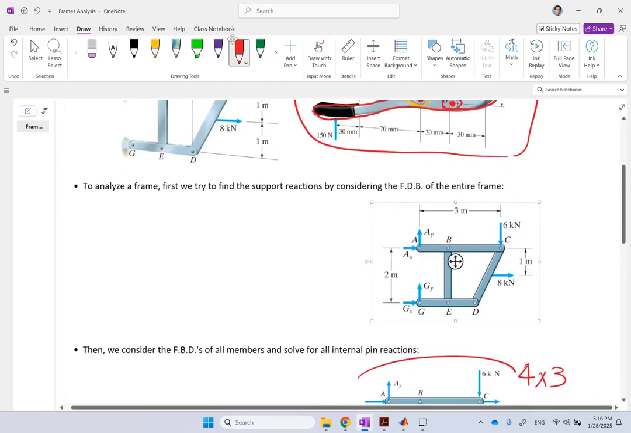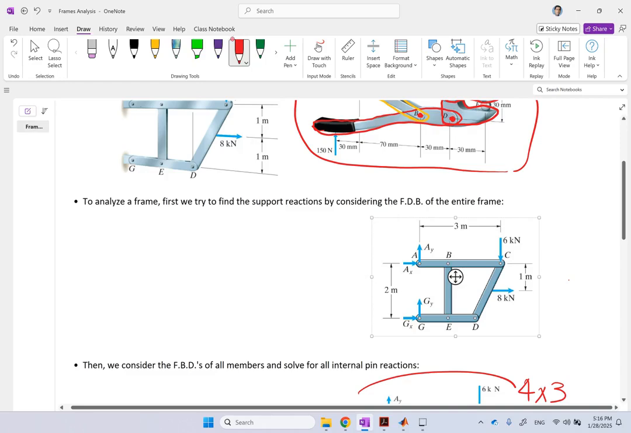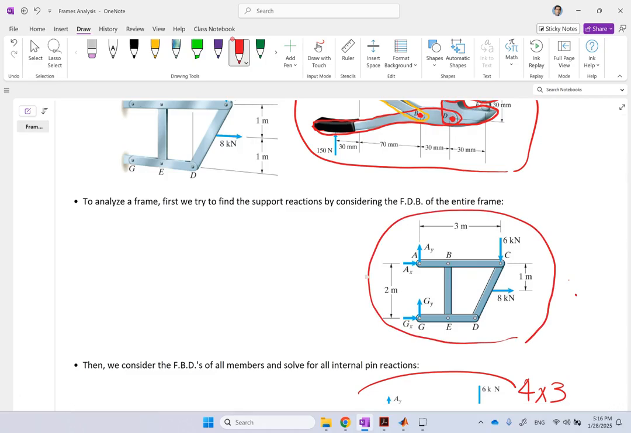Now, if you look at the free body diagram of the entire frame, just taken off of the supports at A and G, this is what you get. This is the FBD of the entire frame just taken off the supports. If you look at it, there are 4 reactions. And I cannot find 4 reactions with 3 equations. So just by looking at the entire FBD, I cannot find all A's and all G's. I can only find 2 of them, and the 2 others I can find a relation between them.